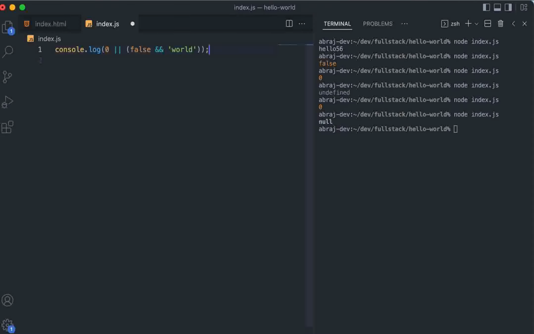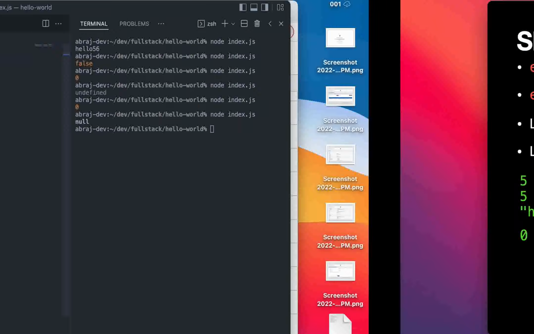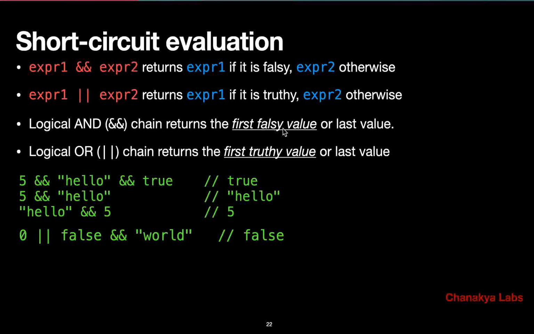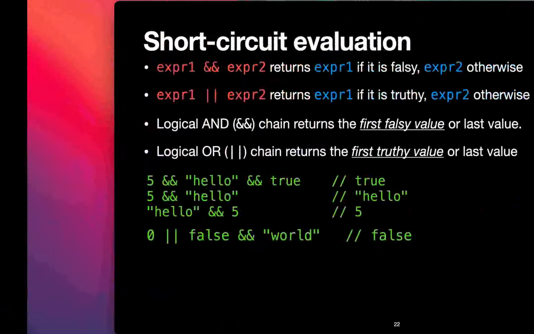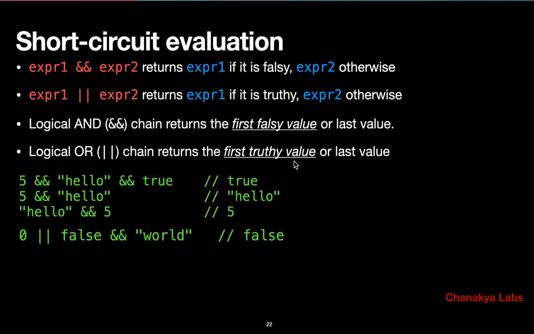Now what will be its answer? Its answer will be, since it is false and world, and in case of AND, you know that the first falsy value has to be the value. The first falsy value I have got here only, and that's why this whole expression answer is false. You understand? And this will be replaced by this. And in the next step, 0 or false will be evaluated. When 0 or false will be evaluated, then what is the rule? In case of OR, what is the rule? The first truthy value gets there.